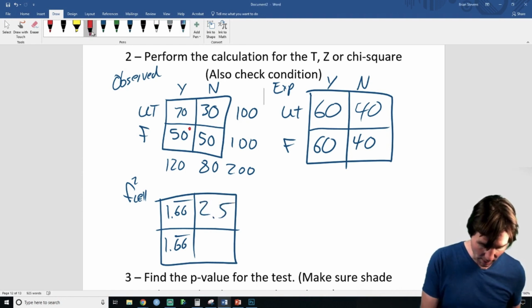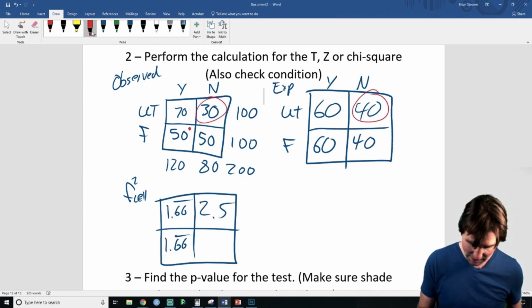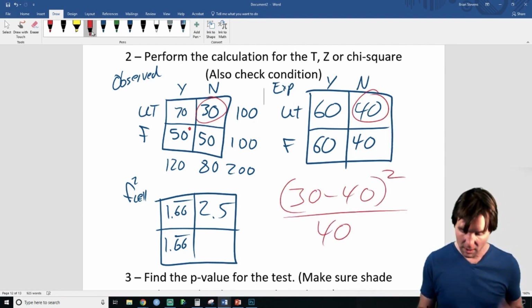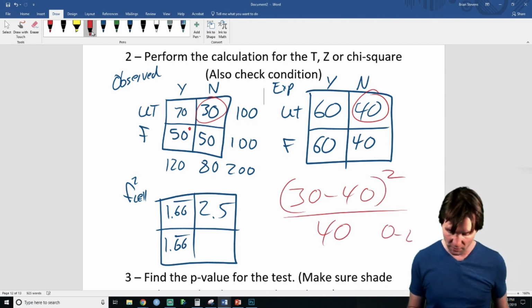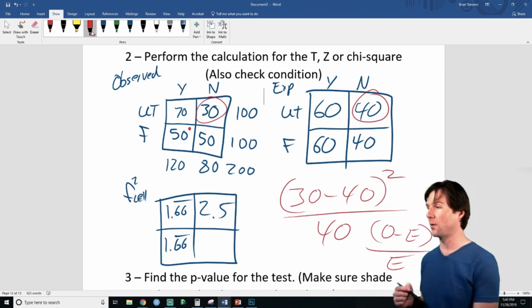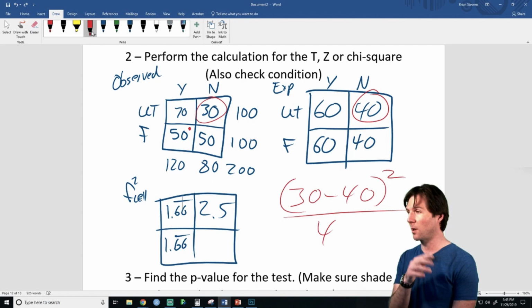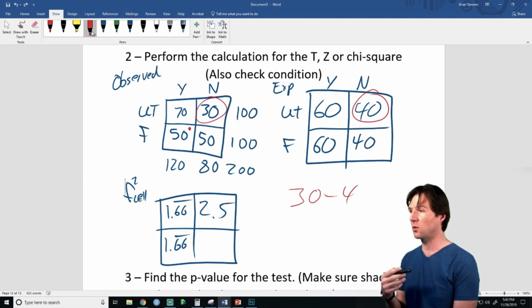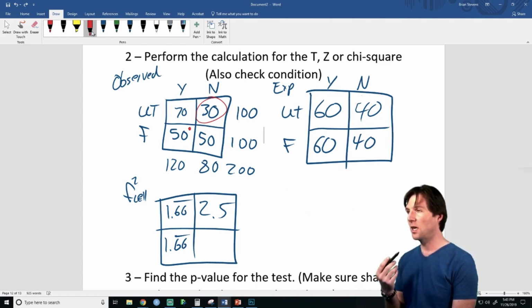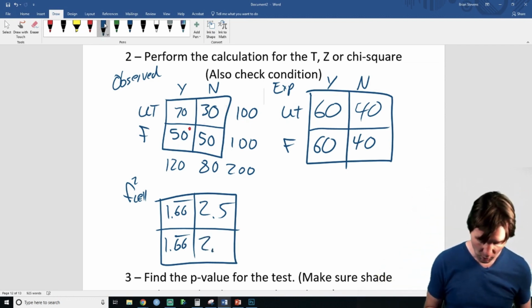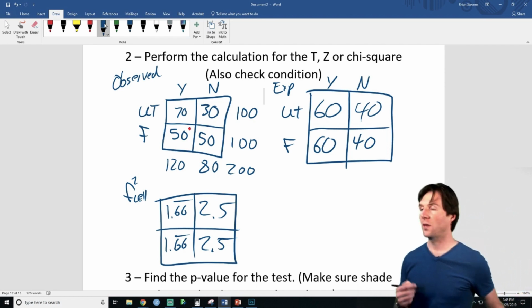We are doing observed minus expected, so it's 30 minus 40 squared, which gives us 100, over the expected. The equation is observed minus expected over expected. That's what we're solving out right there. So just notice how I have my observed matrix, my expected matrix, and now I'm getting my cell chi-squared matrix. And the last one right here, the final cell chi-squared will also be 2.5.